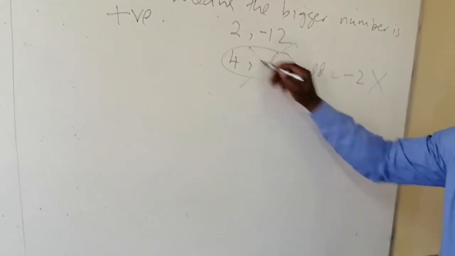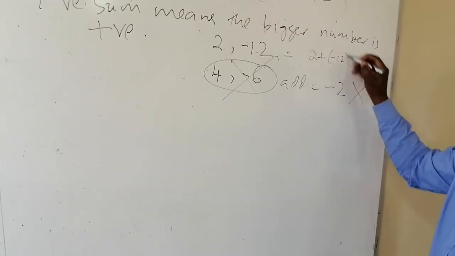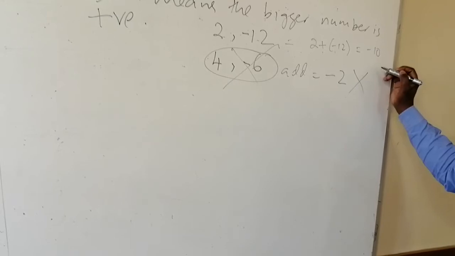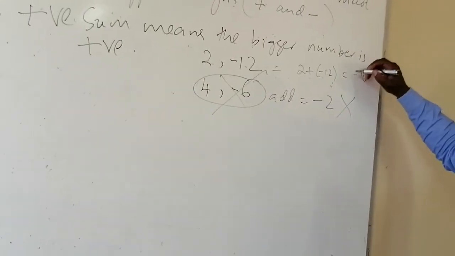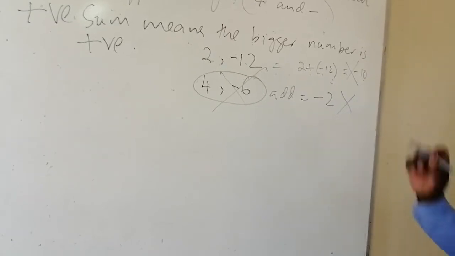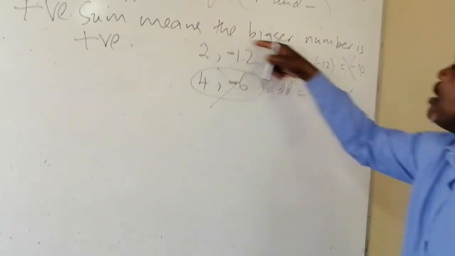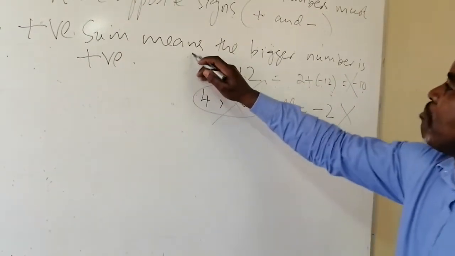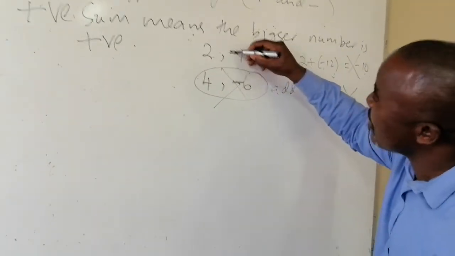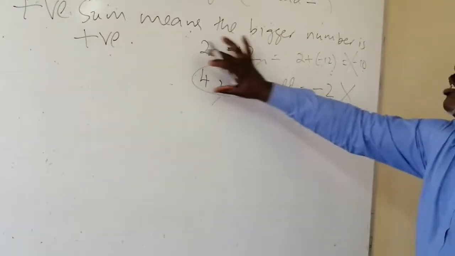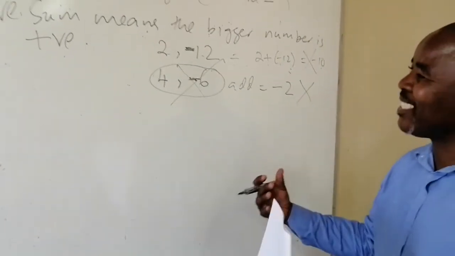So this one is out. When you add 2 plus negative 12, you get negative 10. So this one is out also, because we have the bigger number being negative. But our statement says the sum means the bigger number is positive. If we put a negative sign on a bigger number, these numbers will not work for us. So you must be very, very careful where you place the negative.